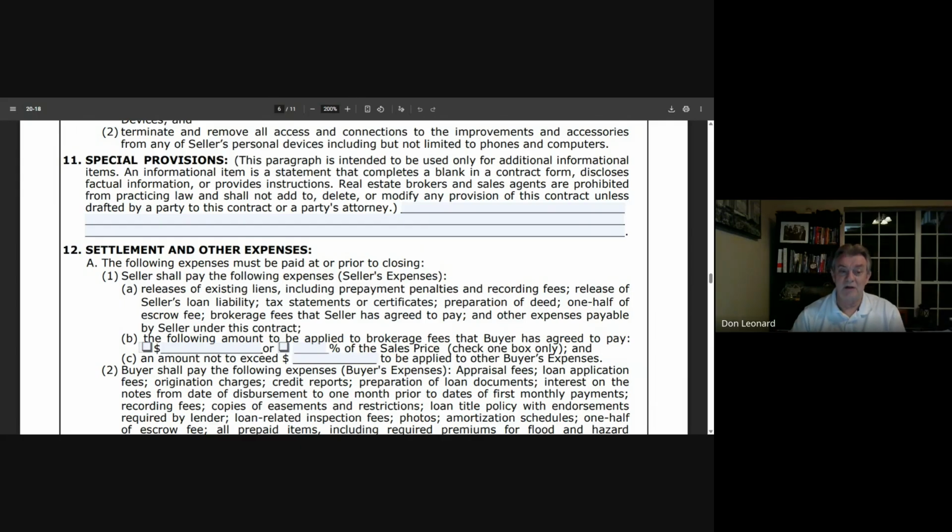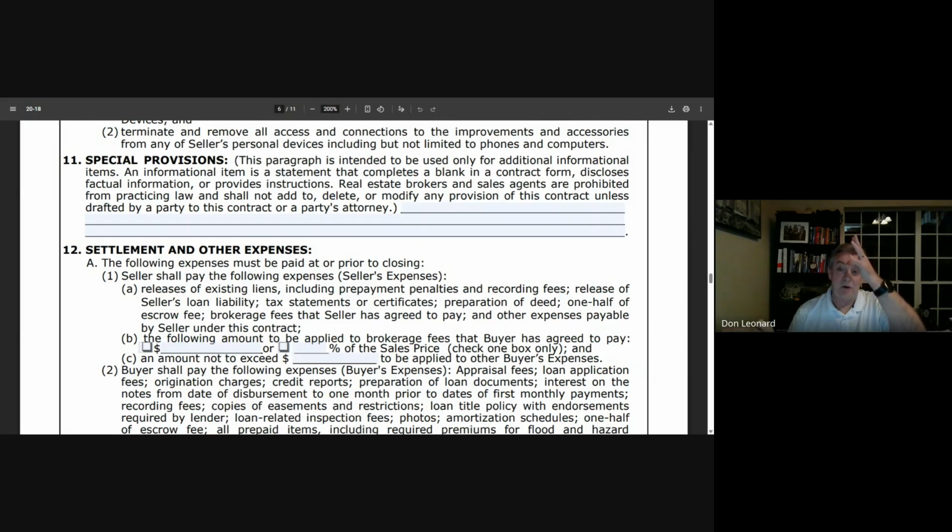It can disclose factual information or provide instructions. Anything that changes the terms of the contract does not go here. If it goes here, it means it either had to be created by an attorney or by the parties themselves.